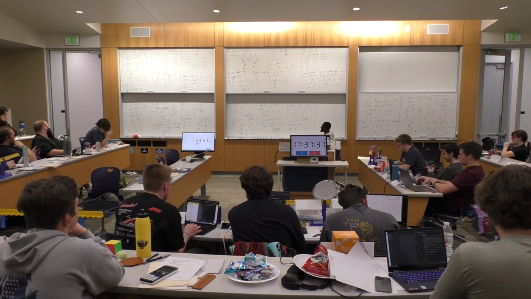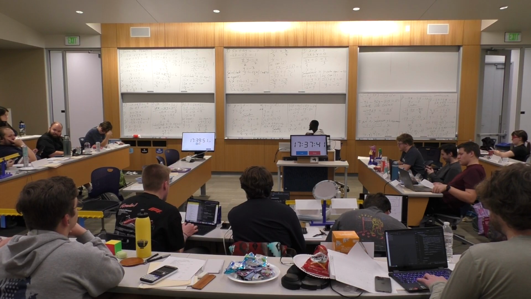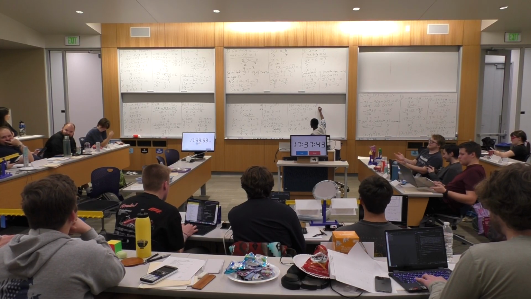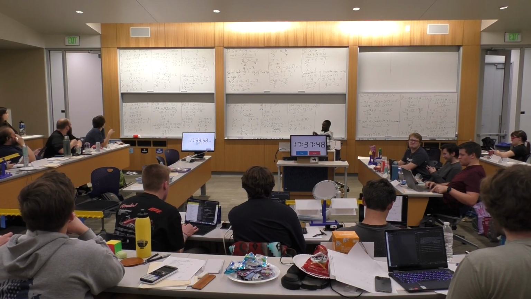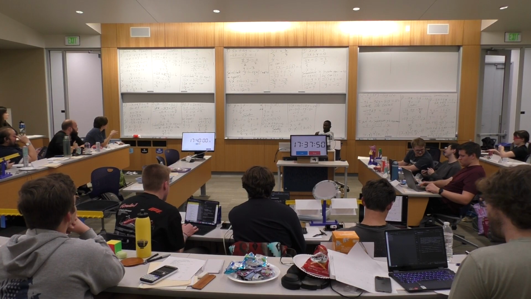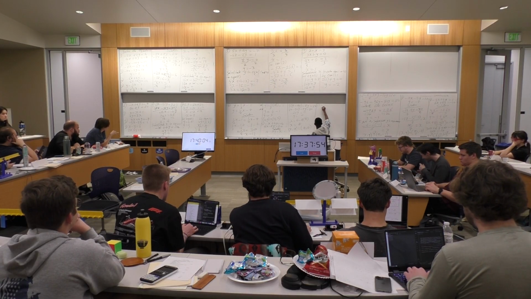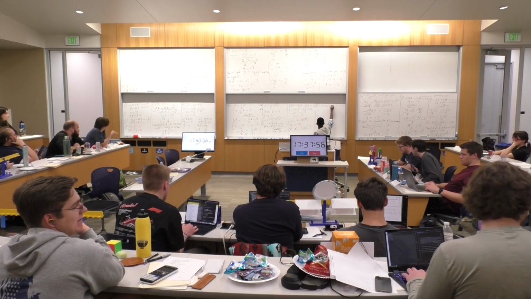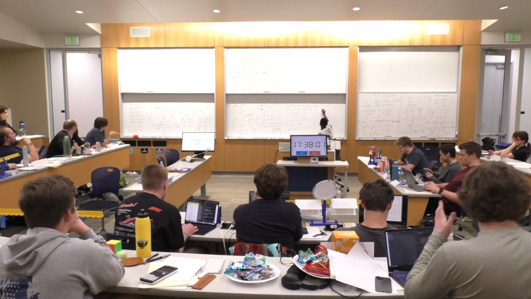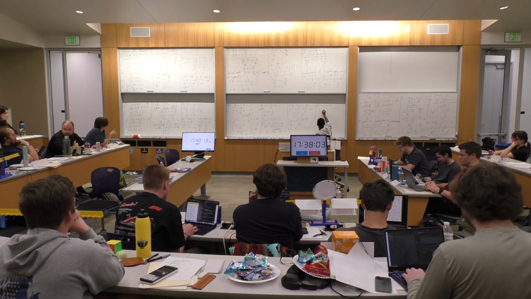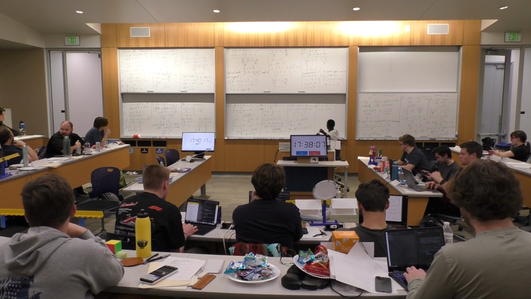Then the next one is what? Number 7. Good. Number 7. y equals x plus 1. 2y equals 3x.